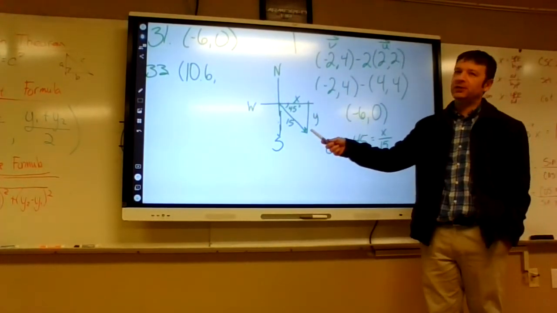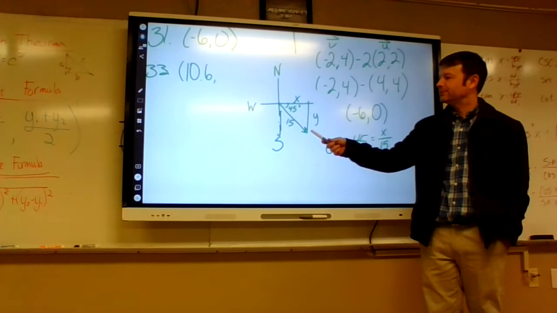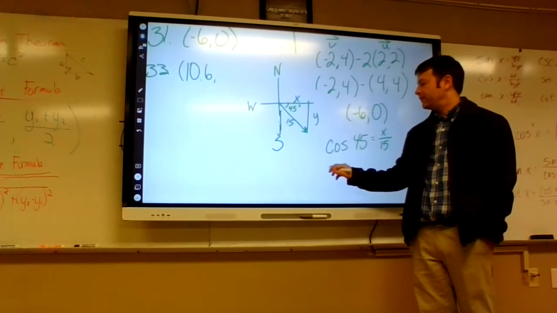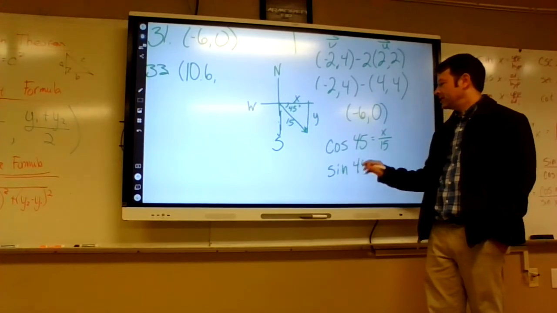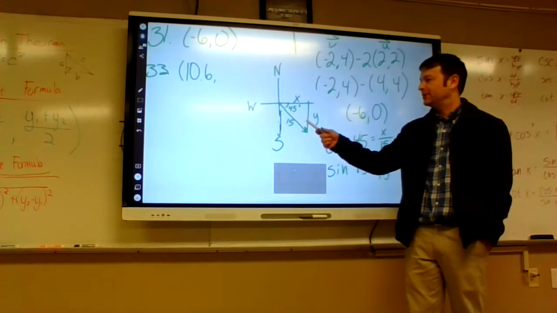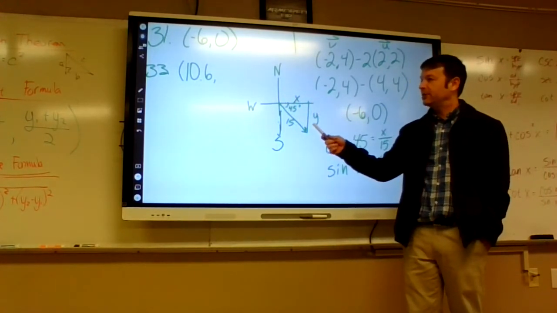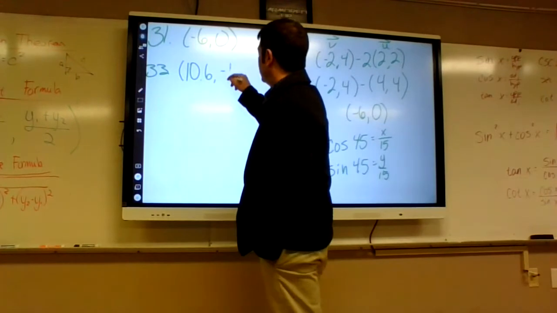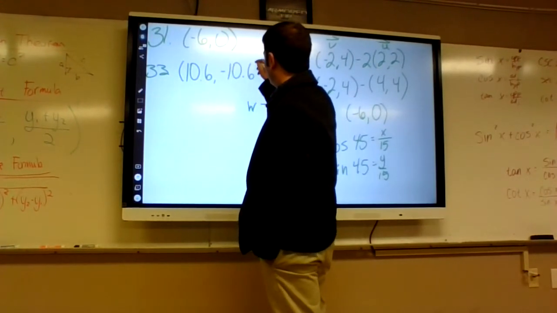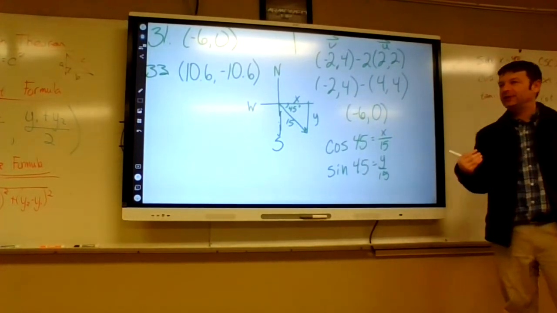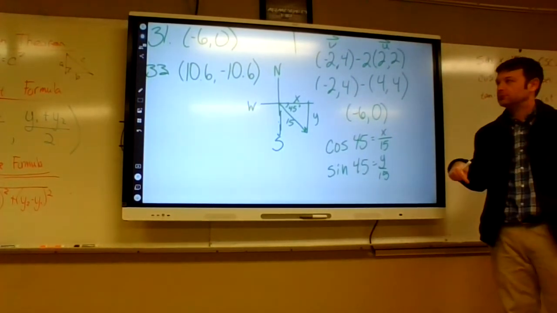How far down is it going to go? You could do sine of 45 equals y over 15 to repeat the process. But since this is a perfect diagonal, a perfect 45-degree angle, it's got to go over and down the same amount. So what would my y value be? Negative 10.6, good. The other class did not get the negative part right. So it's 10.6 because we're going to the right, negative 10.6 because we're going down.